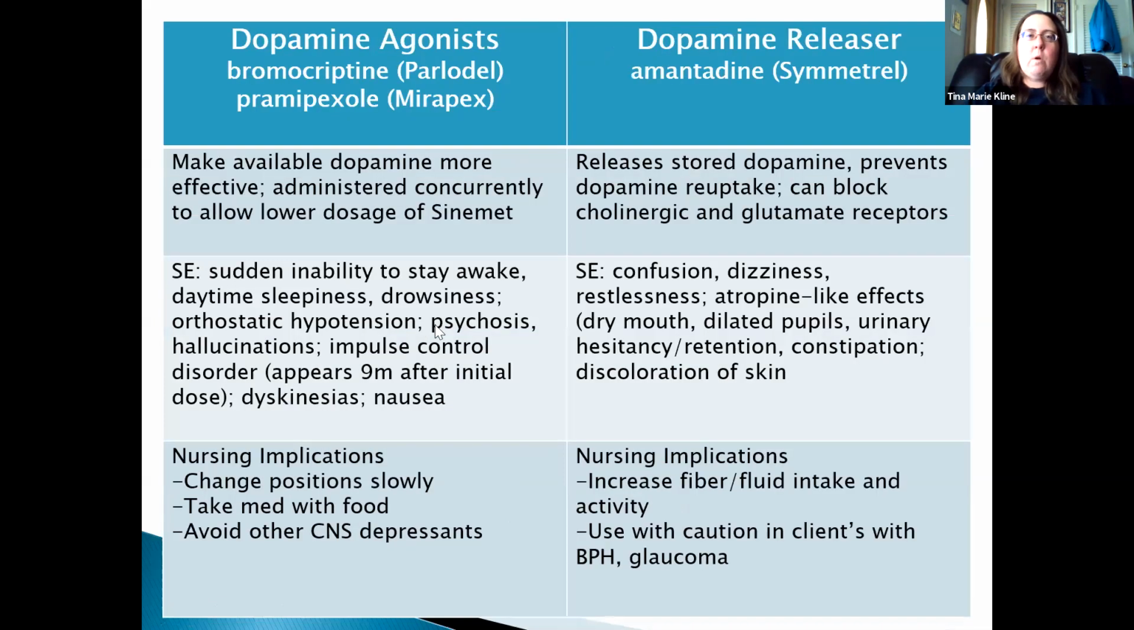Okay, so looking at your other medications, your dopamine agonists. So this is your bromocriptine, your pramipexole. These will make the available dopamine more effective. Okay, so a lot of times you will see these used in conjunction with Sinemet. So if I use these, they're gonna make that available dopamine more effective, so I don't need as high of a dose of Sinemet, and that may also prolong the life cycle of the Sinemet as well.